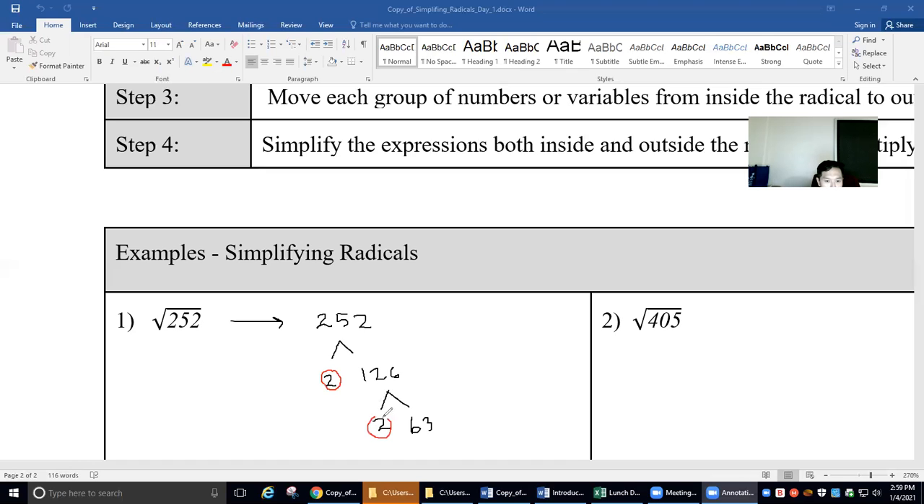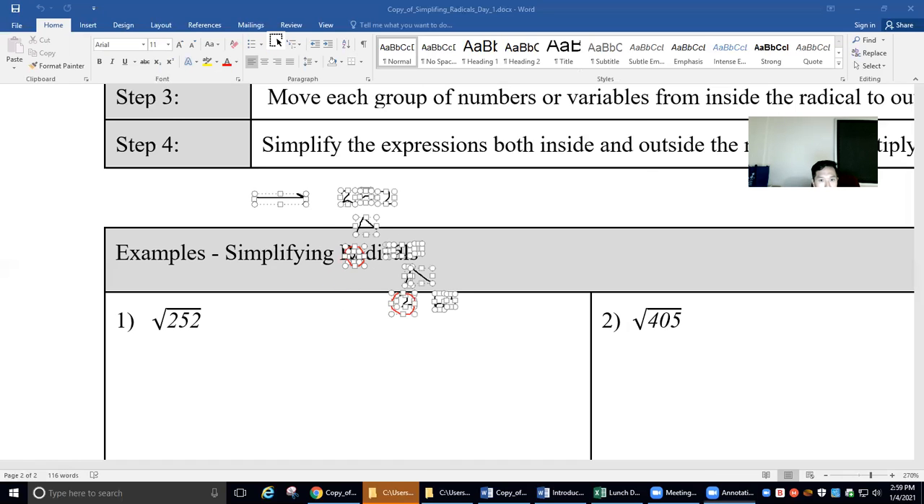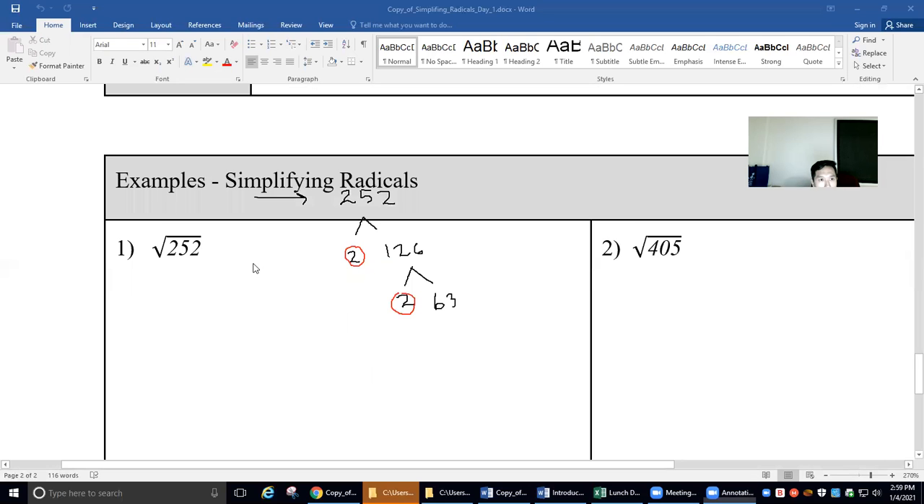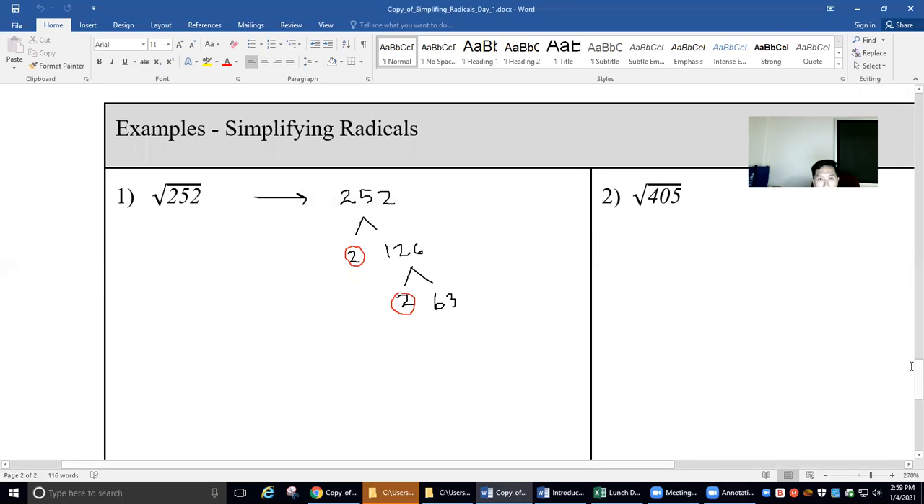So I have 2 times 2 times 63, but I can break up 63 as what? 21 and 3. Okay, very good. Let's go 21 and 3. So, whoops, let me do a different color. I'm going to write it as 3 times 21.